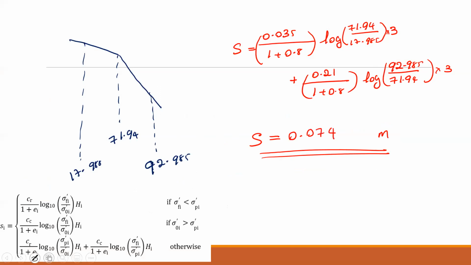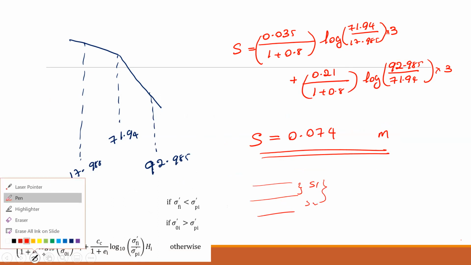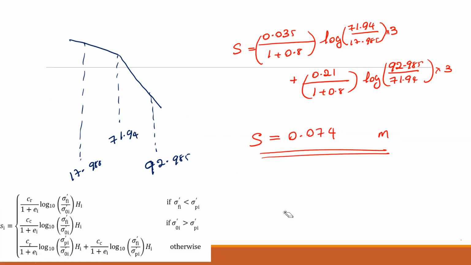So your H, even though it is a permeable layer or impermeable layer, is the thickness. If you have many layers, you have to find the settlement for different layers separately, and you add all the settlements and you get the total settlement. As I have mentioned, this question is important for your final exam. Now let's do the next question.